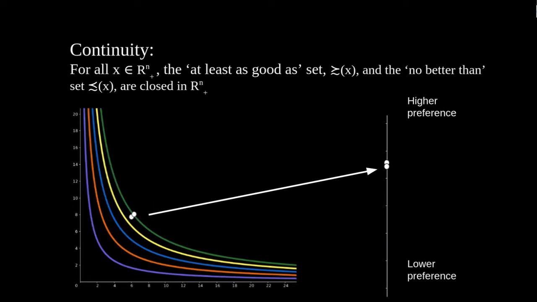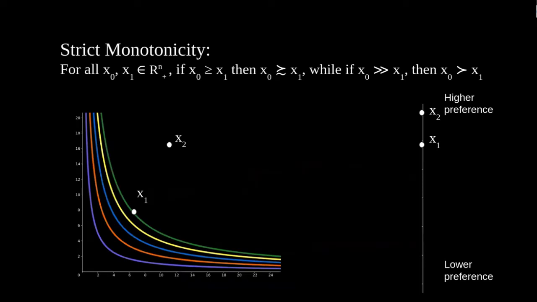Continuity. Small change in a consumption bundle does not change the preference drastically. For example, consumer prefers buying 5 apples more than buying 4 apples just by a little. Monotonicity. More quantity means higher preference. 5 apples is always greater than 4 apples.